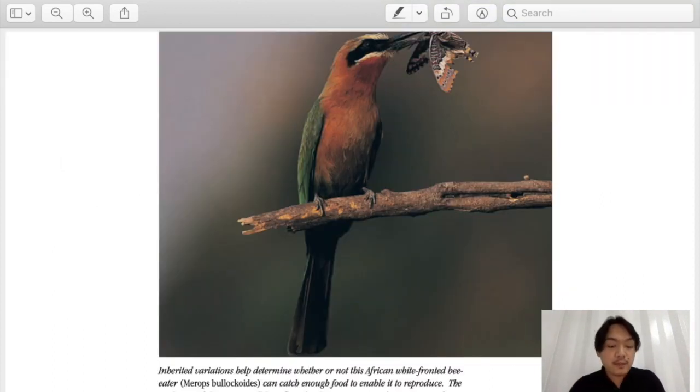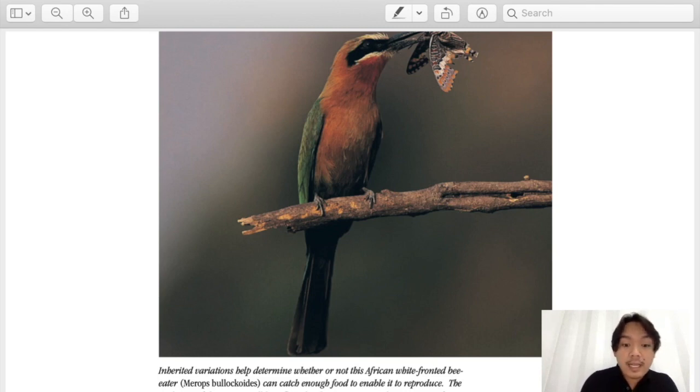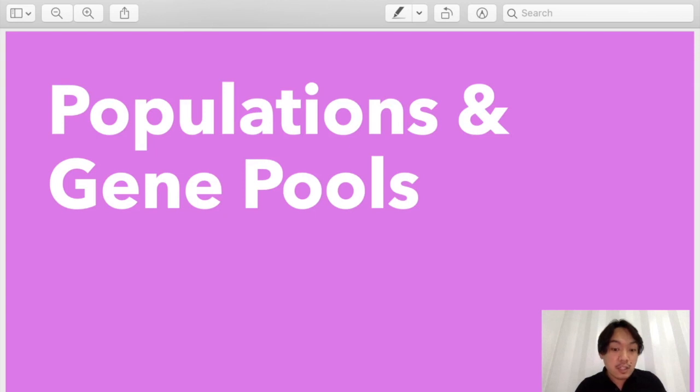An example in this photo is the inherited variations of this bird. This African white-fronted bee-eater ate the butterfly. The name of the bird is Merops bullockoides. It can catch enough food to enable it to reproduce. The evolution of this species will be reflected in how common or how rare the specific genes it carries are. So we'll talk about populations and gene pools.